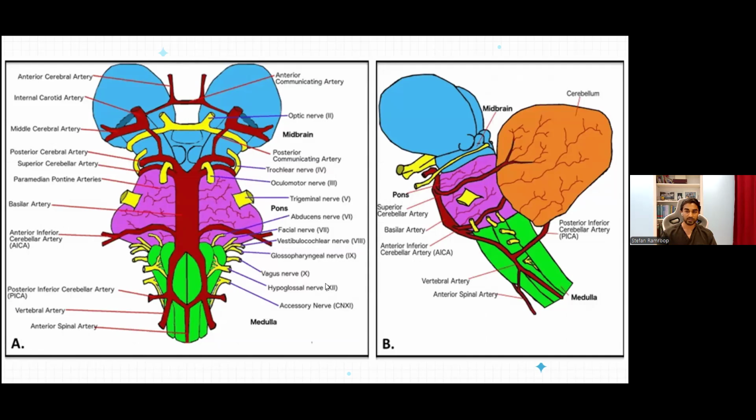When broken down by level, each segment has characteristic arterial contributors. In the medulla, the key vessels will be the vertebral artery, PICA, and the anterior spinal artery. The pons is supplied by the paramedian branches of the basilar artery, the short circumferential branches, and the AICA laterally. And then the midbrain receives its blood supply mainly from PCA perforators and the superior cerebellar artery.